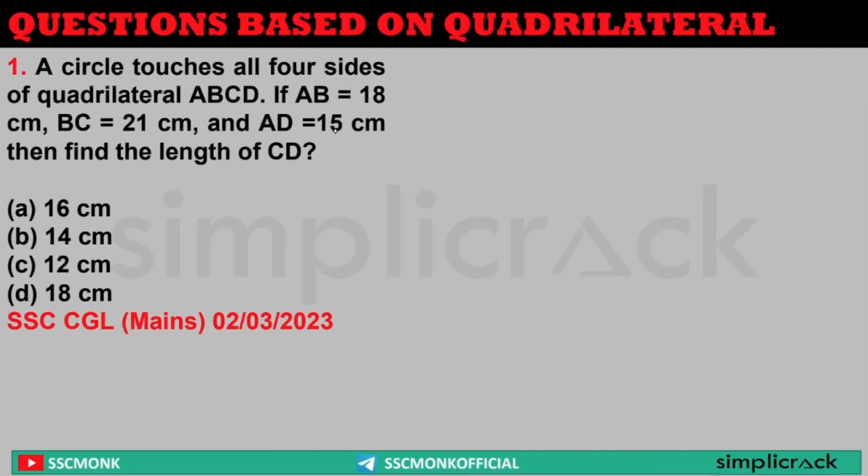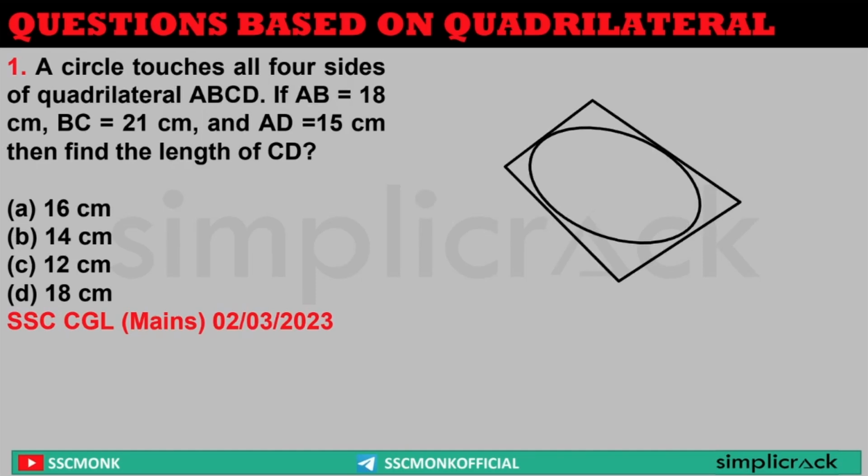Now, this is our first question. It is saying a circle touches all four sides of a quadrilateral ABCD. So let's say this is a quadrilateral, okay? Now a circle touches all four sides. Let's say this is a circle, okay? For the time being. Now let's say A here, B here, C here, D here. Now understand this. If the circle is touching, that means these are the two tangents. These are the two tangents. These are the two tangents. This is what it will look like.